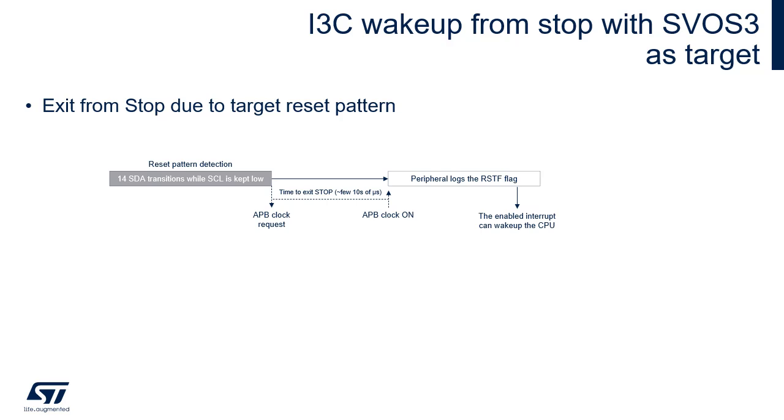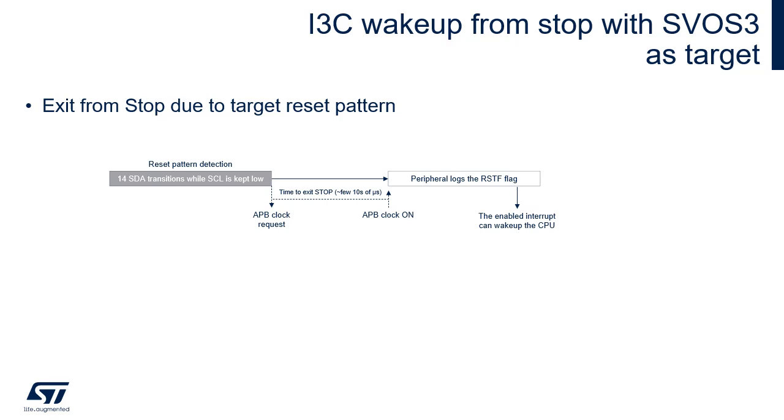First step, when the peripheral detects a reset pattern on the bus, i.e. 14 SDA transitions while SCL is kept low, it requests its APB clock from the system to set the RSTF flag of the I3C_EVR register. Second step, the system is notified of the I3C APB clock request, and the power management unit of the PWR module is awakened after a few microseconds.